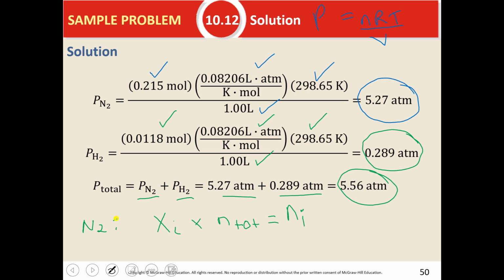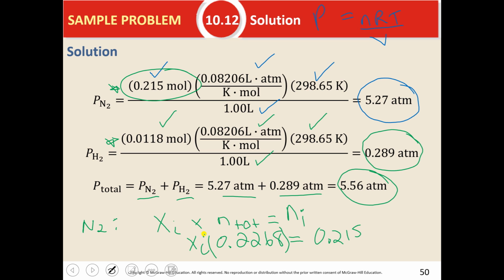To do that, we would have to know the number of moles of N2, which we do, and we know the total number of moles for the whole thing because we can just simply add the 0.215 to 0.0118. So we know our total is 0.2268. I just added these two together, and we know that's going to equal the total, and the moles of N2 is 0.215, my subscripted i there.